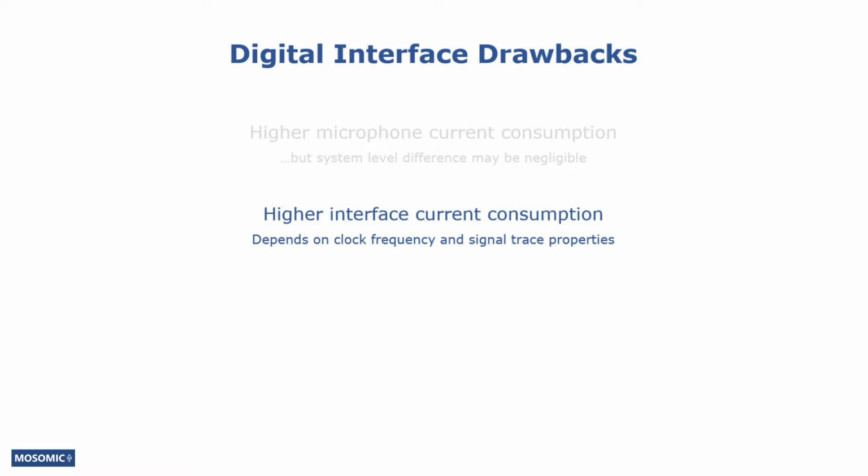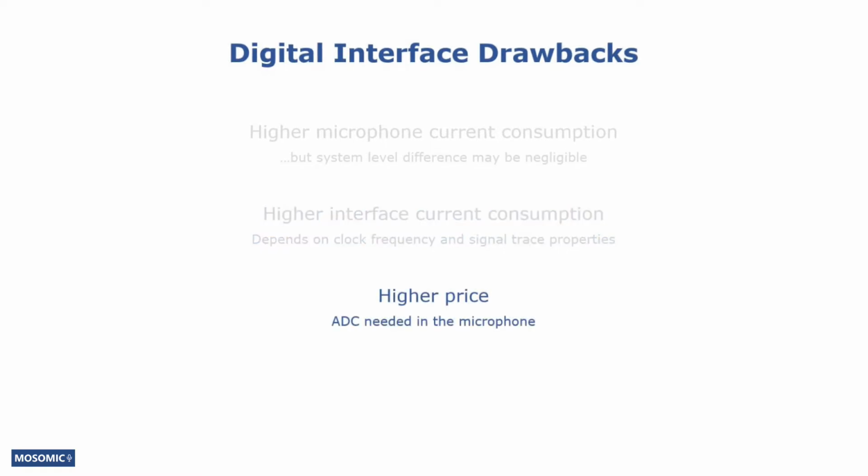Driving a signal line to switch rapidly between zeros and ones consumes power. The amount of consumption depends on clock frequency as well as the length and capacitance of the output signal traces. The prices of digital microphones are higher because of the extra component, analog to digital converter, needed in the microphone. However, it should again be noted that the analog to digital conversion has to be done in the device sooner or later, so in some cases the system level price difference isn't necessarily clear.